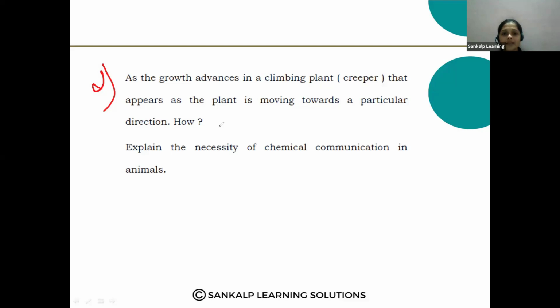Here what we can say is, the climbing plant or creeper appears as if the plant is moving towards a particular direction. How? Because we can observe the aerial parts of the plants are growing towards the light, so they are growing in a particular direction. Note down the question.